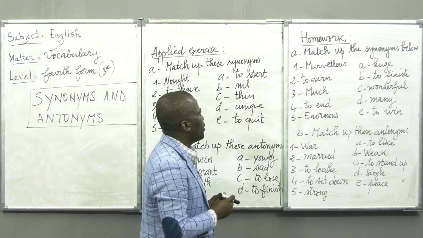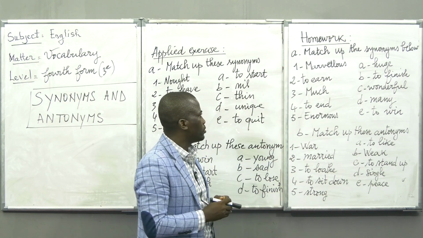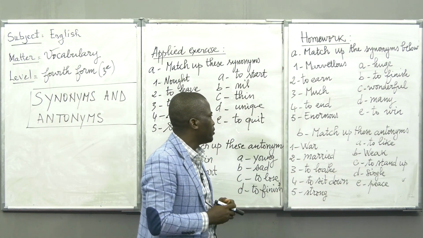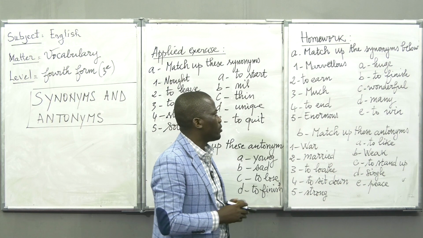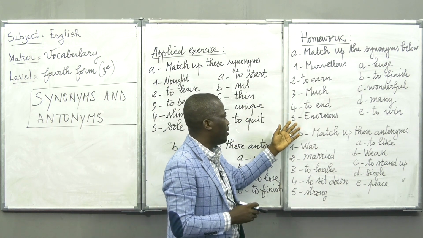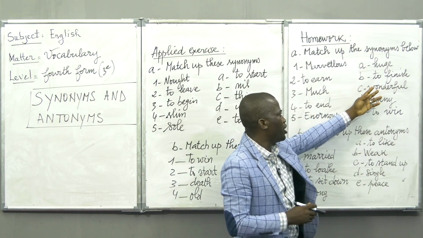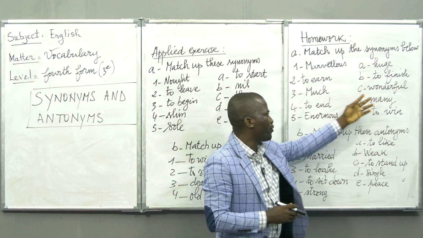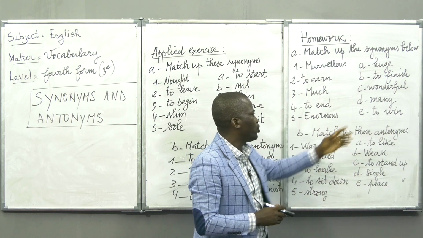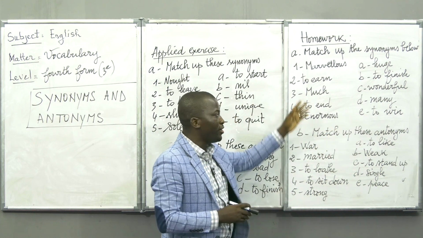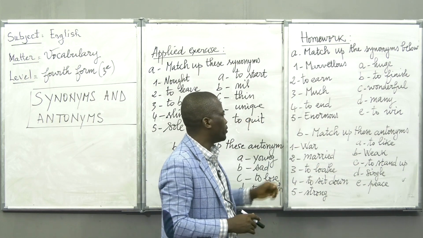Homework. Match up the synonyms below. Marvelous, to earn, much, to end, enormous. These are numbers, now letters. A, huge. B, to finish. C, wonderful. D, many. And E, to win. Now you do the same thing as we have just done together. Now you do the same thing alone.